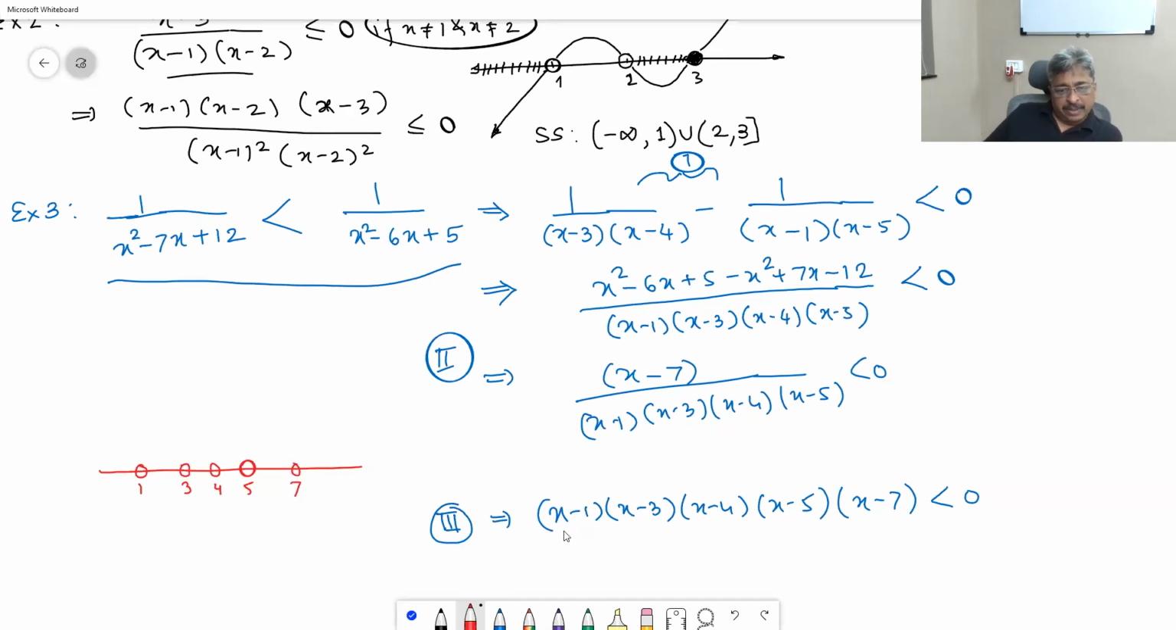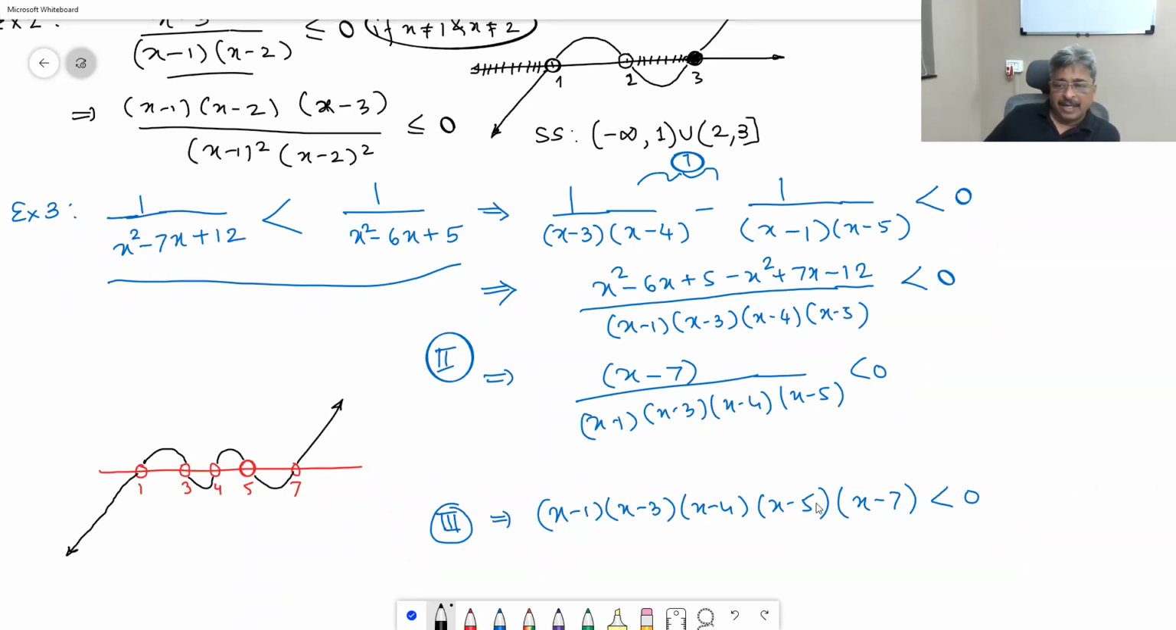Now if you take the extreme left, suppose you put x equal to 0, which is to the left of 1, scanning from left to right. So x is equal to 0: minus 1 into minus 3 into minus 4 into minus 5 into minus 7. You need not do the multiplication, you have to just check the sign. It is going to be negative because all brackets are negative and there are an odd number of brackets. Therefore, the graph will enter like this from negative infinity. Then it is wavy. This is how the nature of the graph will be.